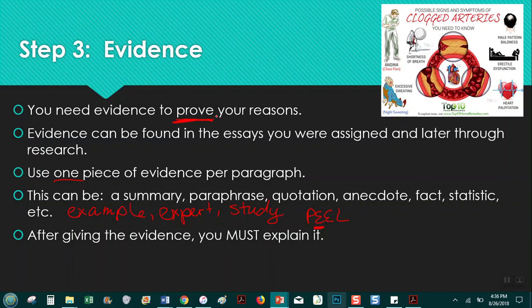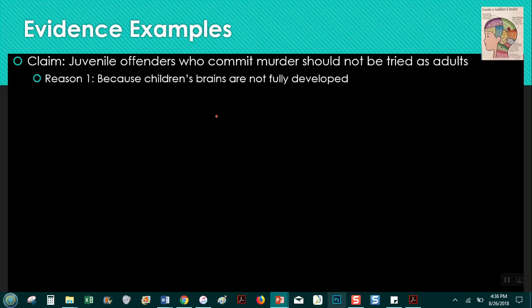The picture I have up there is just some examples of evidence for people when they're arguing about smoking. So let's say I say people should not be allowed to smoke. That's my claim, because smoking clogs your arteries. That's one of my reasons. Clogged arteries can lead to angina, shortness of breath, excessive sweating, male pattern baldness, erectile dysfunction, and heart palpitations, and possibly also heart attacks later on, right? So that would be a piece of evidence, some facts about clogged arteries that I could use as evidence to prove my claim.